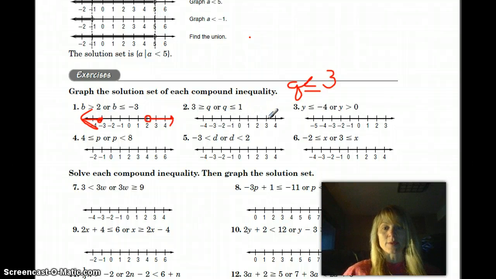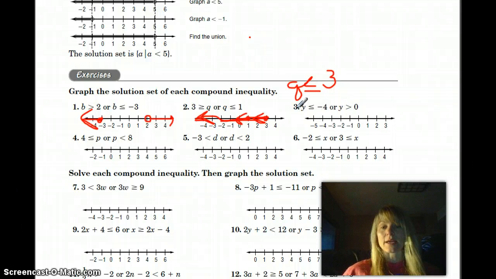So again, here's my 3, and it's going to be less than, so it's going down this way, right? And this says Q is less than or equal to 1. So again, here it's going this way. This is going to overlap that, so it just is really kind of one arrow going the whole way. Okay, so it's all numbers 3 and below work for this scenario. Okay, let's try one more situation.